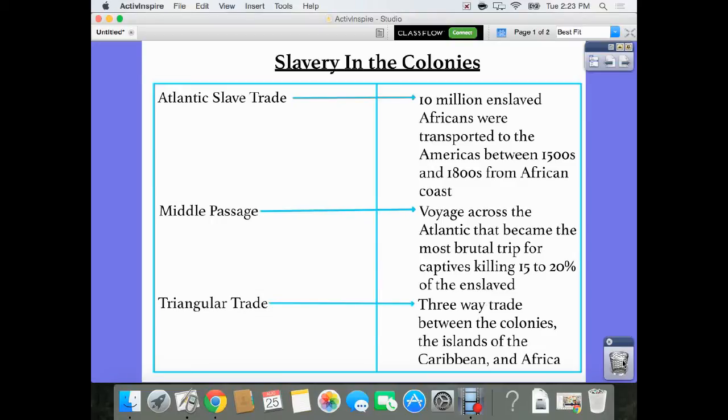And when they would arrive in the West Indies, they would sell them. And then the process would start all over again. There they would get molasses or sugarcane, take that back up to New England. New England would make rum. They would go back down to Africa and start all over. This is how a lot of your New England merchants became so wealthy, because of the triangular trade.